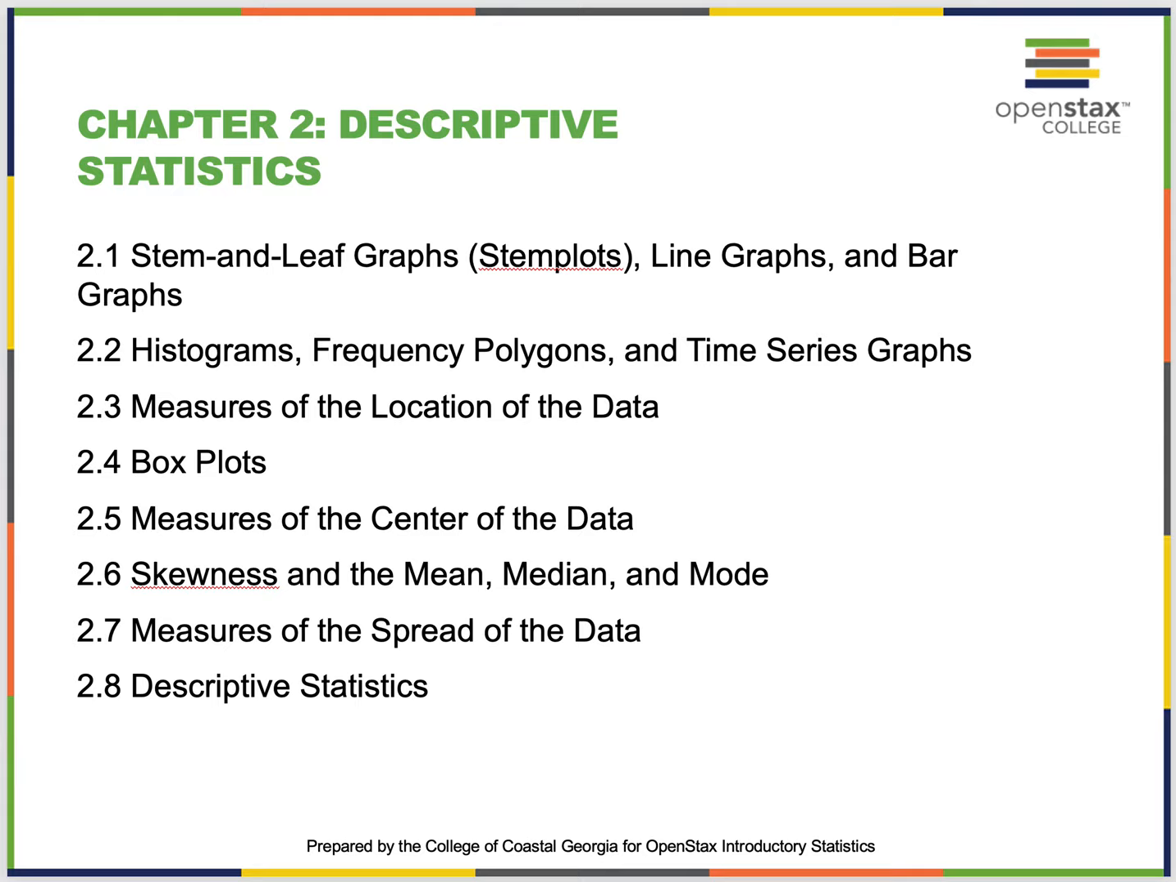measures of location of data, I guess, is different than measures of central tendency, which is 2.5. Skewness and the mean, median, and mode, measures of the spread of the data, or the range of the data, and something about descriptive statistics at the very end.